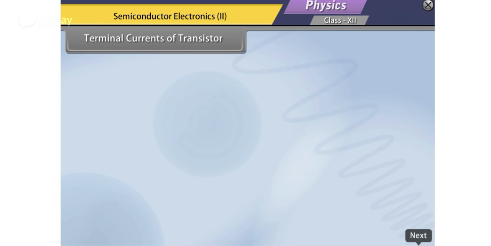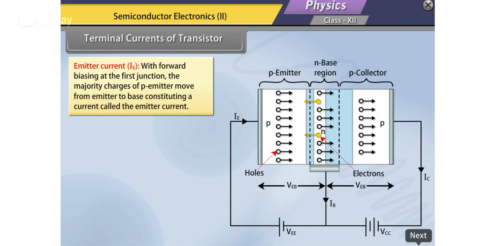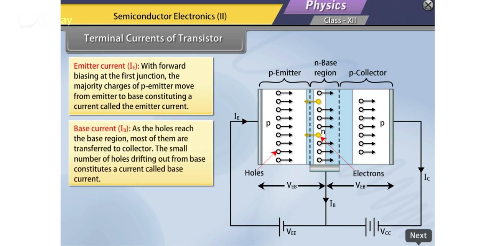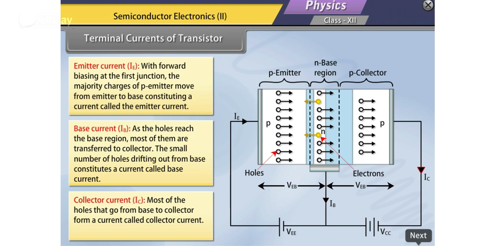Terminal currents of a transistor. We consider a PNP transistor to understand the different terminal currents. Emitter current, IE. With forward biasing at the first junction, the majority charges of the P emitter move from emitter to base, constituting a current called the emitter current. Base current, IB. As the holes reach the base region, most of them are transferred to the collector. The small number of holes drifting out from the base constitutes a current called the base current. Collector current, IC. Most of the holes that go from base to collector form a current called the collector current.